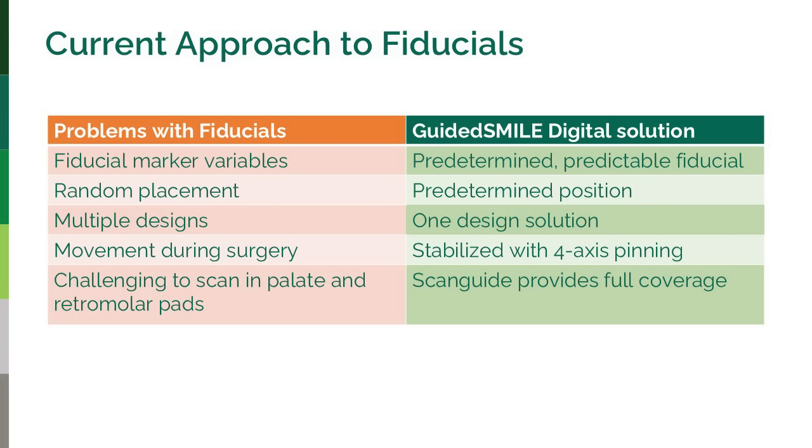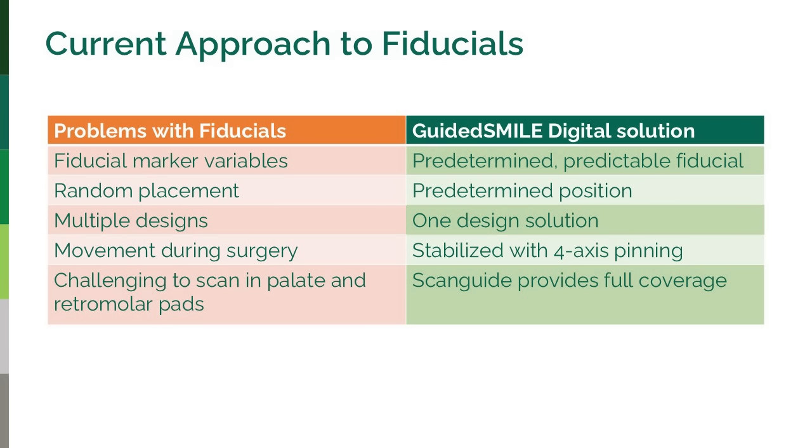in the ramus, the hamular notch, they're in the palate, they're in the labial vestibule, they're randomly placed, and then all these different designs, and then they can move during surgery if they're not anchored very well in bone or whatever the situation is. Even sometimes mobile teeth, they move. They fall out, you lose your reference, and that obviously causes a real problem.